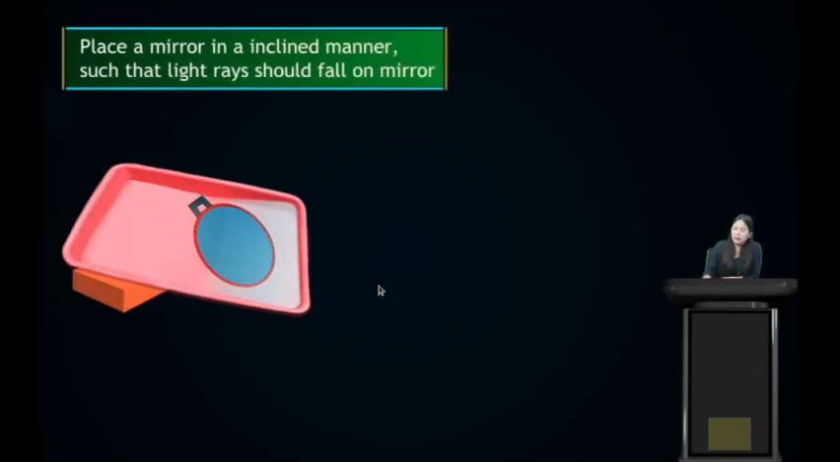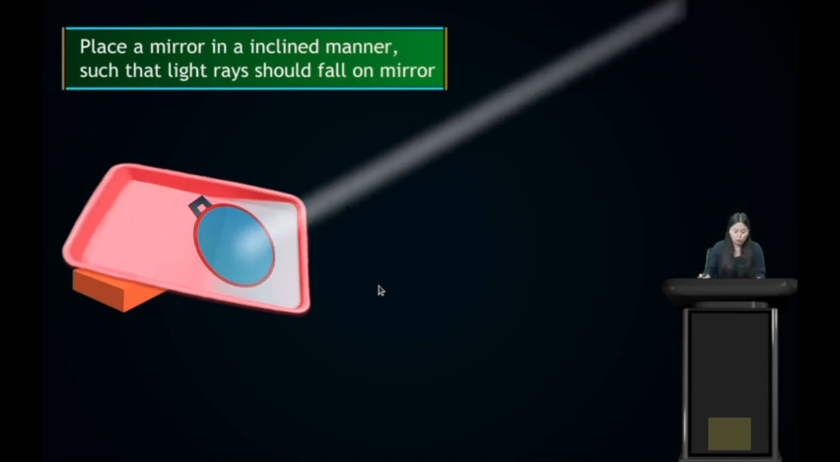Now place a mirror in an inclined manner such that the light rays fall on the mirror. So now this mirror is placed inside the water, that is, on the tray.